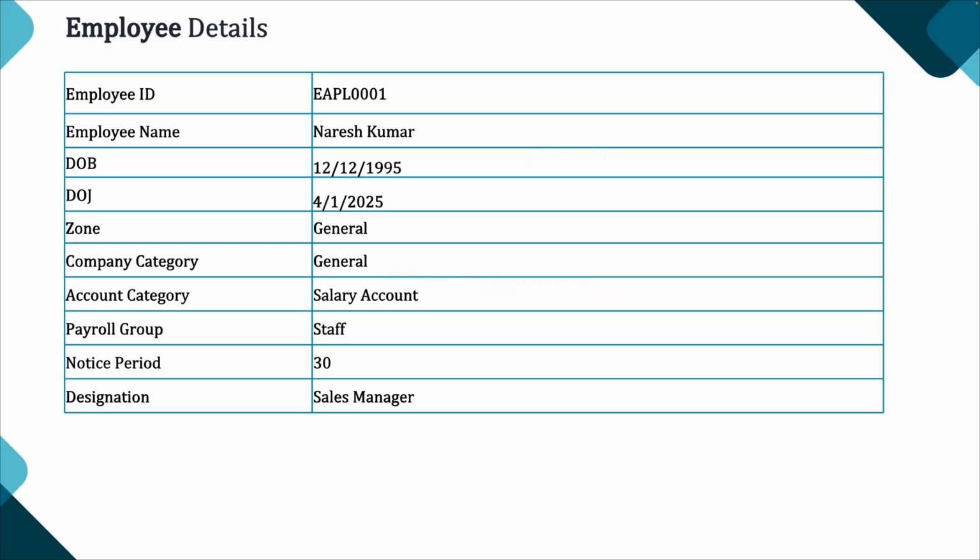In this video, we are going to see how to create an employee in our ERP system. So, let us see the employee details to create all the mandatory fields. For example, employee details, employee ID, employee name, date of birth, date of joining, zone, company category, account category, payroll group, notice period, designation of that particular employee.